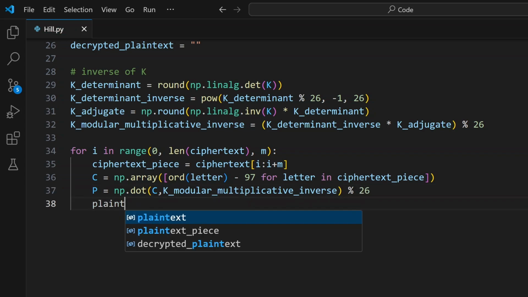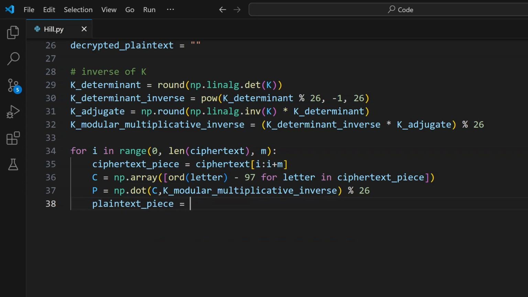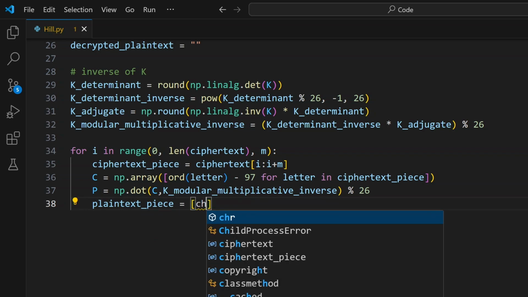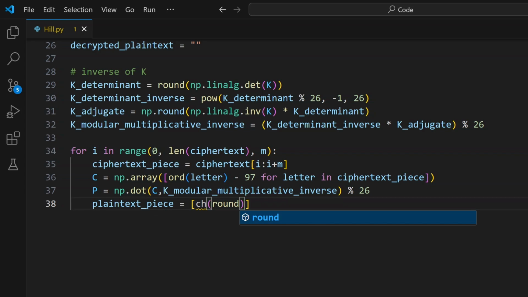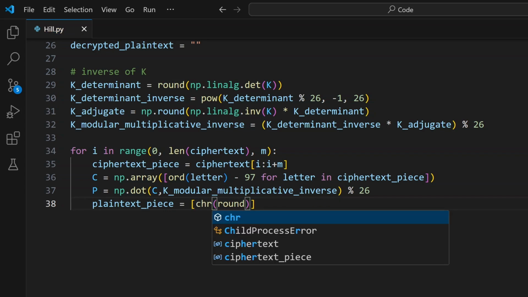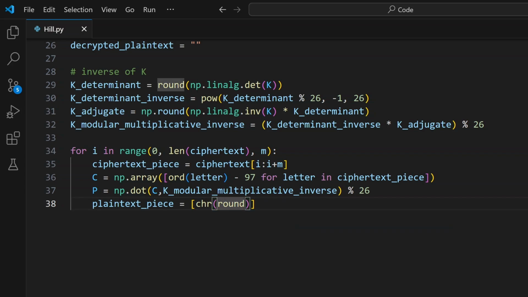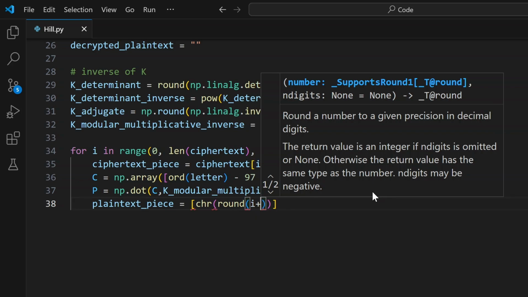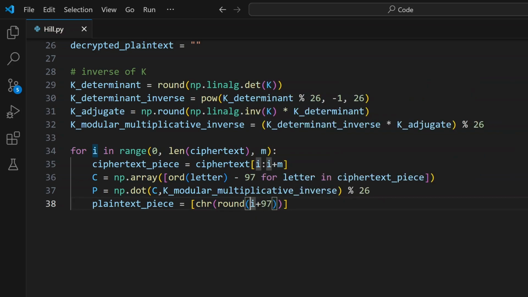Then the piece that we get out of that will be a plain text piece. And we need to convert that into letters again. So we're going to now take whatever we get from there. Do I need to round this? Let me think about it. Just to be safe, let me just keep it there. And then it'll be whatever value I got between 0 and 25 added to 97, going into the chr function for i in P, which is the plain text which we would have got from decryption.